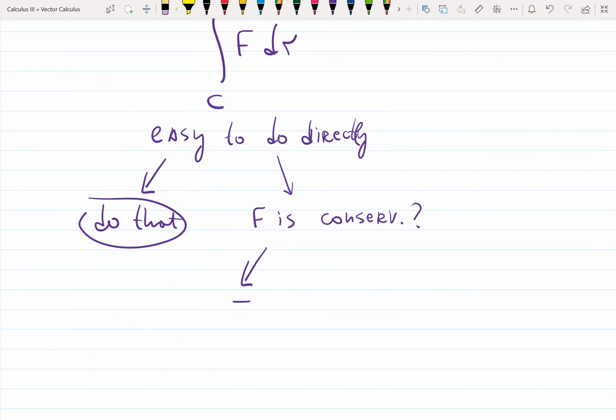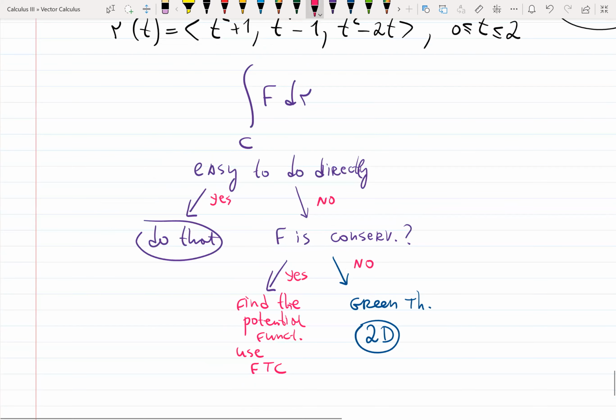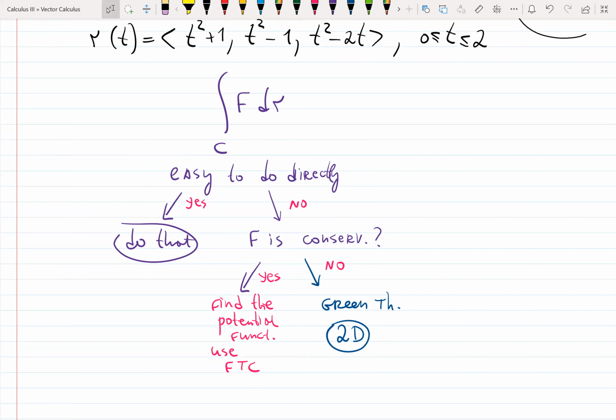So find the potential function, which is the antiderivative, and then use the fundamental theorem of calculus. If it's not conservative, you cannot do that. It means it doesn't exist. So maybe then do Green's Theorem, which we only learn in 2D, to be honest. So if no, easy to solve, no. Yes, yes, like so. That's kind of a nice sketch of the idea behind line integrals.